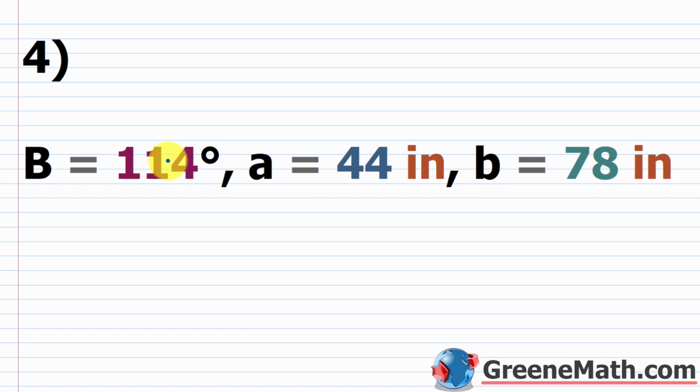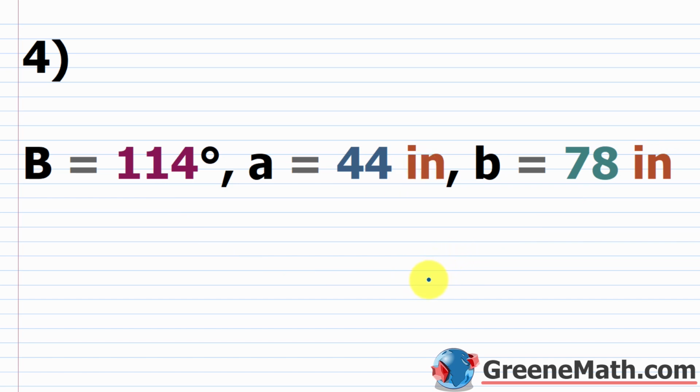So remember, this right here, because it's an obtuse angle, it's the largest angle in your triangle. And so the side that is opposite of that, so this guy right here, should be the longest side. So this right here needs to be greater than this right here. And it is. 78 inches is greater than 44 inches. So that tells us we have exactly one triangle.